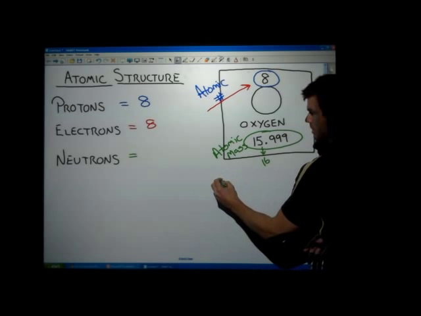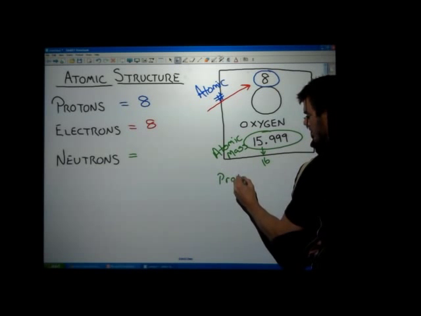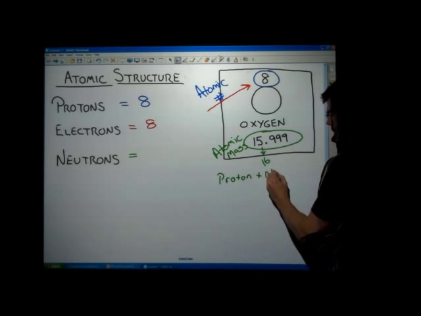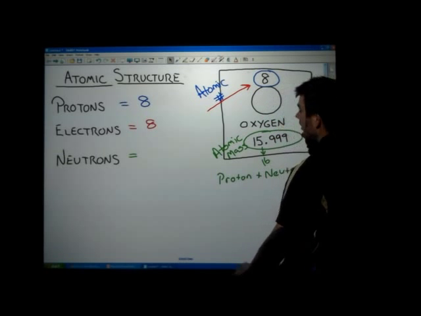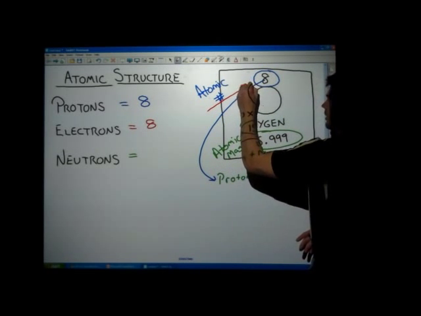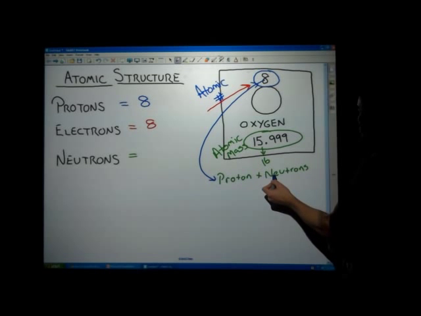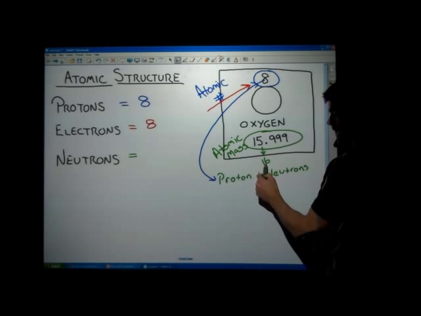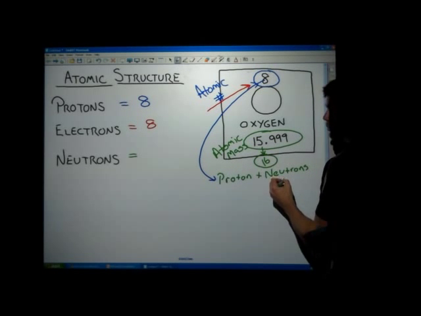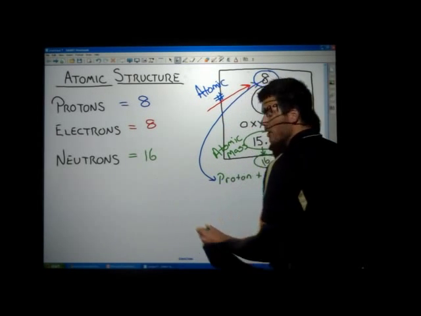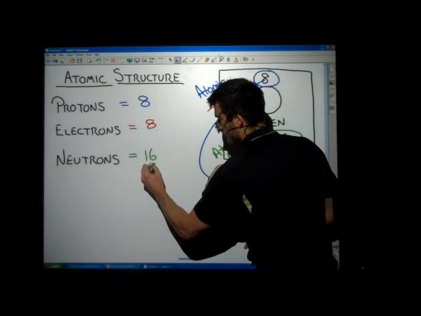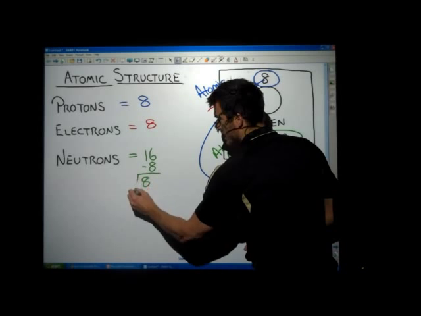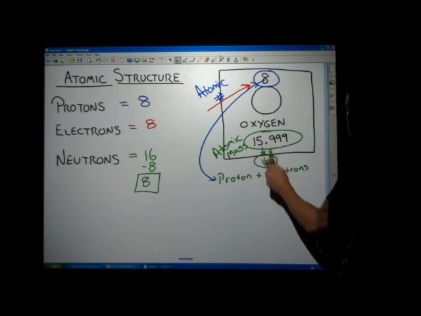The atomic mass tells me the number of protons plus neutrons. I already know the number of protons. The number of protons are found at the top. What I need to know is the number of neutrons. In order to get that, I do a little subtraction. I take the atomic mass, which we said is 16 after we rounded, and I will subtract the number of protons, which is at the top. 16 minus 8 is 8. So there are 8 neutrons in oxygen.